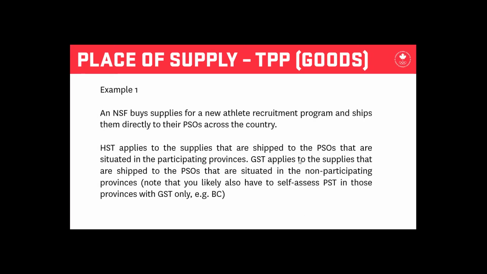Okay, so in this case, we've got an NSF buying supplies for a new athlete recruitment program and shipping them directly to their PSOs across the country. In that case, HST would apply to supplies that are shipped to the PSOs in the participating provinces. As you'll recall, that's the provinces with HST. And then GST would apply to supplies that are shipped to the PSOs that are situated in the other provinces, the non-participating provinces. I put a note in here.